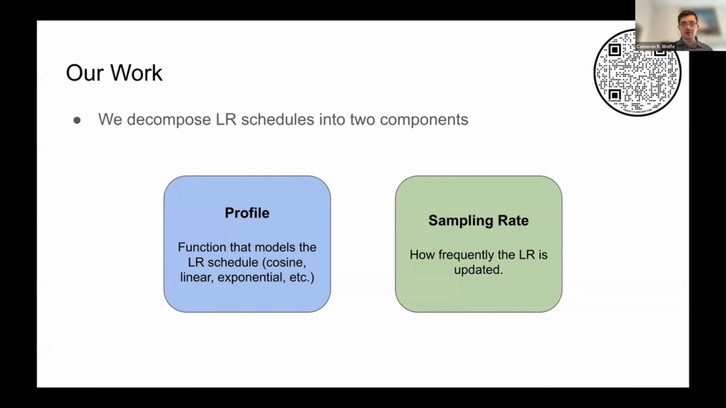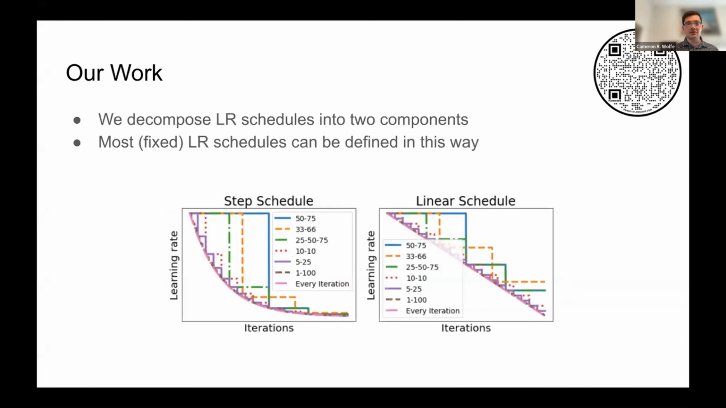This might be a bit difficult to understand compared to the profile, so I'll show an example of how this works. If we take a linear schedule in this right subplot, for example, we have our profile, which is just a linear decay profile. But we can actually choose different sampling rates along this profile. Here we see that, for example, if we use a 50-75 sampling rate, meaning that we update the learning rate 50% of the way and 75% of the way through training, we're still decaying according to this linear profile, but we're only changing our learning rate those 2 times during training. So we get something that mimics a step schedule.